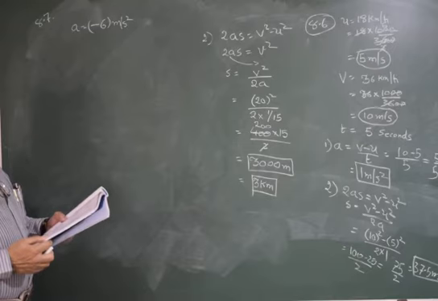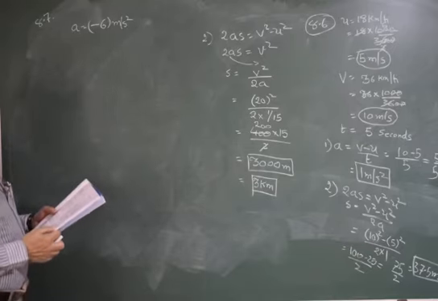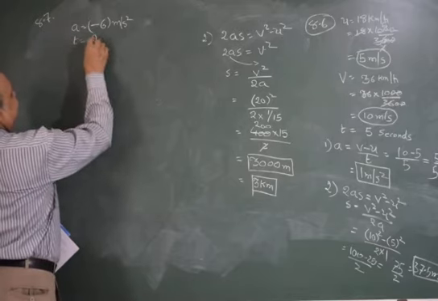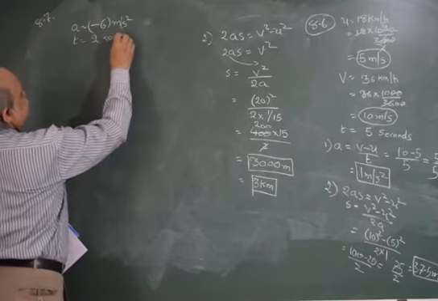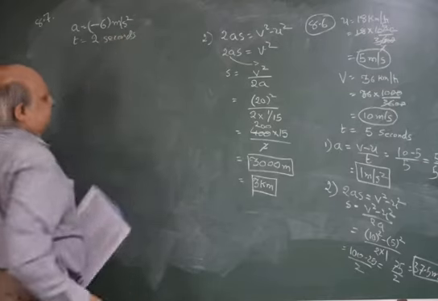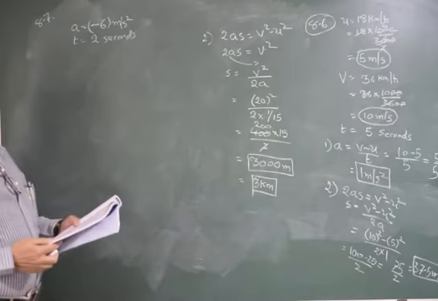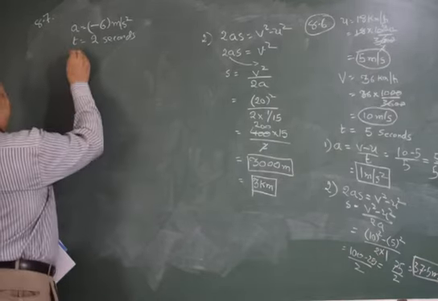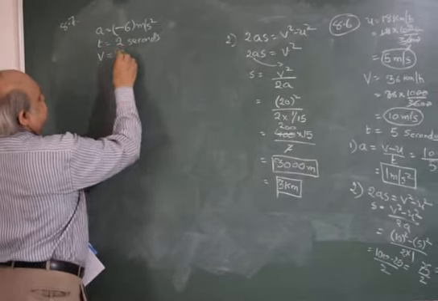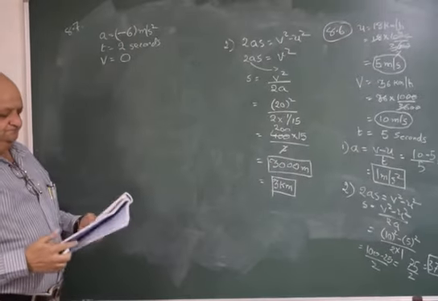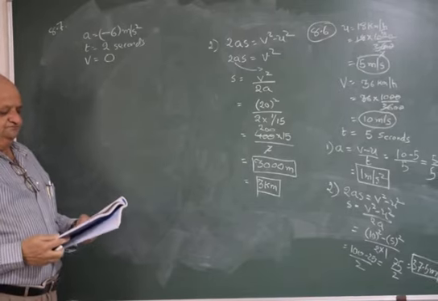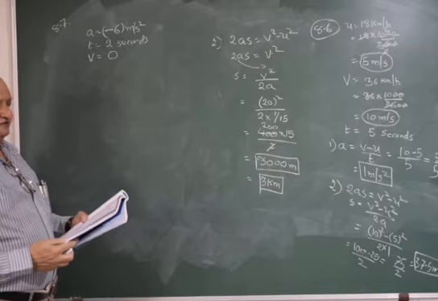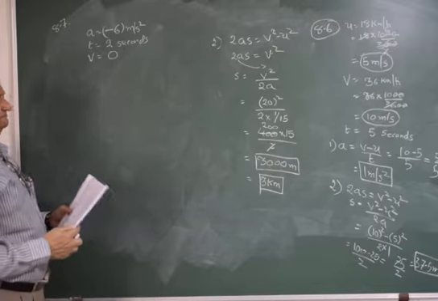If the car takes 2 seconds to stop after the application of brake, time given 2 seconds, no conversion required so far, and here it says to stop, and therefore our final velocity is 0. Calculate the distance it travels during this time.